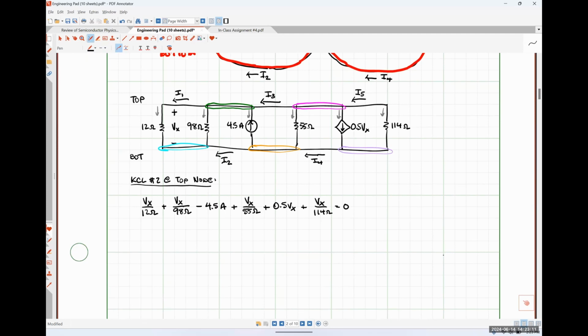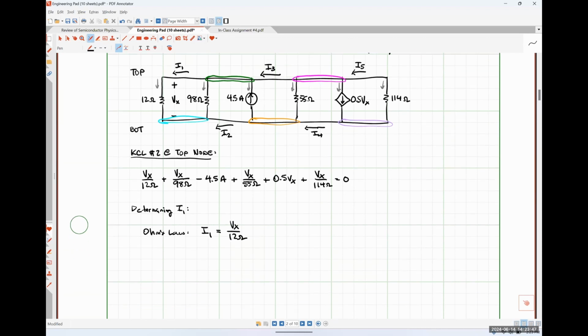So for I1, it's pretty straightforward. So let me write here, determining I1, okay? We're going to do that just by using Ohm's law. The voltage drop across the 12 ohm resistor is Vx. The resistance value is obviously 12 ohms. So using Ohm's law, I1 is nothing more than Vx over 12 ohms.